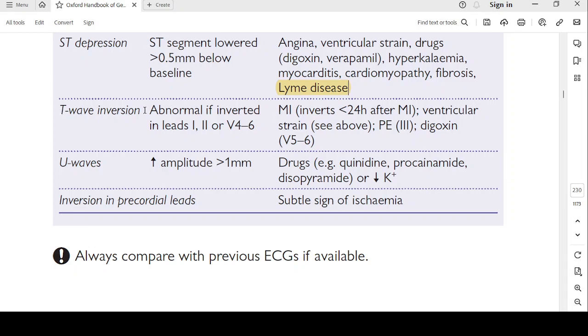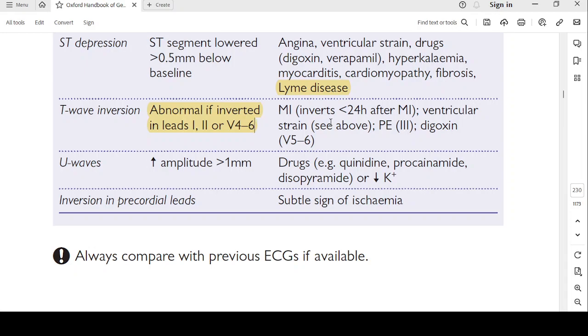T-wave inversions. Where do you see T-wave inversions? Normally there can be normal T-wave inversions. So T-wave inversions are abnormal if inverted in lead 1, lead 2, or V4 to V6. That is left-sided leads, V4 to V6, or lead 1 and lead 2. Only in these leads, if there is T-wave inversion, it's abnormal. MI. Inverts less than 24 hours after an MI.